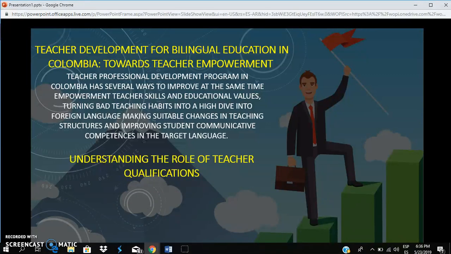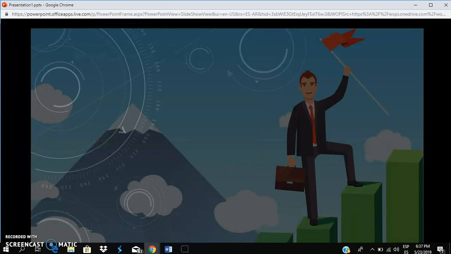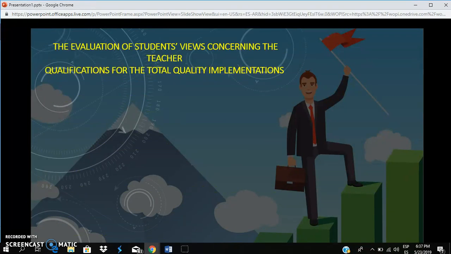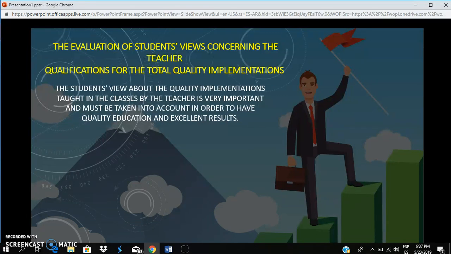Addressing teacher qualification. Teachers have to be highly qualified. They have to know what to teach, how to teach, and have a full understanding of the subject matter being taught. The evaluation in student view concerning teacher qualification for the total quality implementation. The student view about the quality implementation taught in the class by the teacher is very important and must be taken into account in order to have quality education and excellent results.